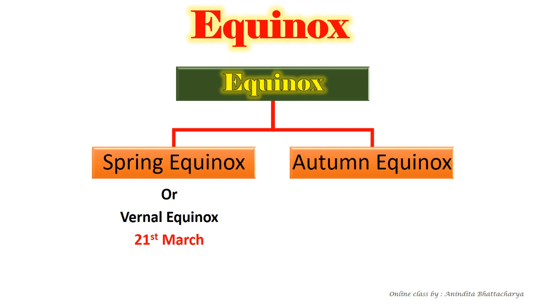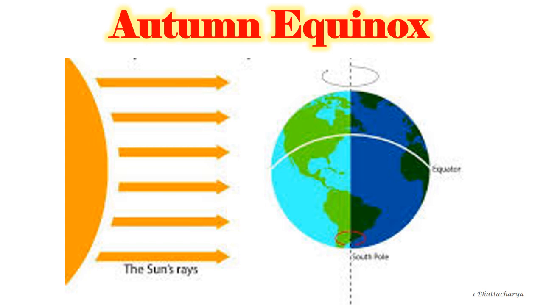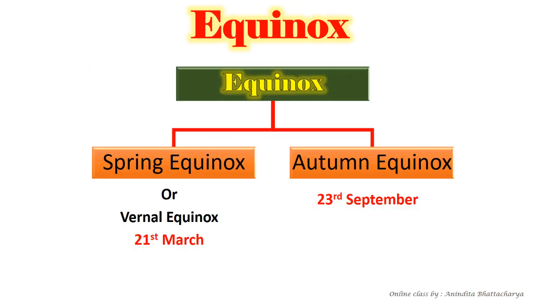Got it now? Next one, the autumn equinox. On this day, neither pole is inclined towards the Sun. The rays of the Sun fall vertically at the equator. All places have equal length of day and night. It is autumn in the northern hemisphere. The day 23rd September is known as the autumn equinox. So we have two equinox dates, 21st March and 23rd September.